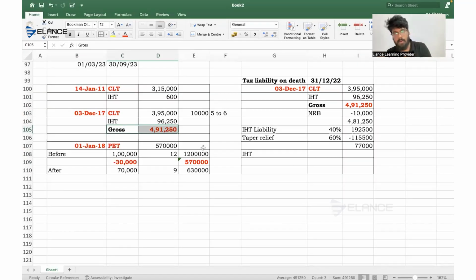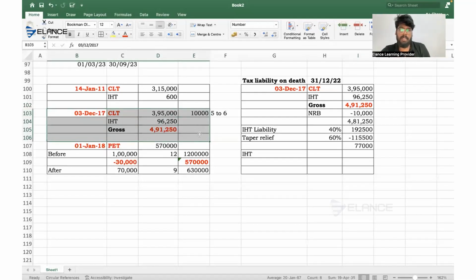On the death of the donor, the same transfer will be recalculated, and the chargeable amount will be 491,250. The nil rate band and all other things will be similar. Whatever reliefs and exemptions were available in the lifetime, the same can be used at the time of death computation. Actually, it's a recalculation. At the time of transfer, we made this computation.